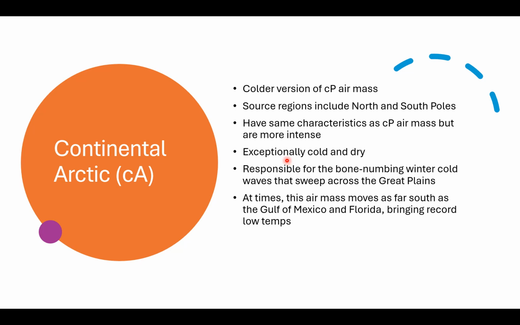This is going to produce some of that record-breaking cold temperatures in the United States, and it's going to be very dry. It's responsible again for the bone-numbing winter cold waves that sweep across the Great Plains. And at times, continental Arctic air masses move as far south as the Gulf of Mexico and Florida. These are the air masses that clear the Gulf Coast and get down into Florida, and a lot of agricultural folks have to spray their orange orchard areas to prevent their orange crop from being frozen and destroyed. So again, continental Arctic air does bring record low temperatures in the U.S.